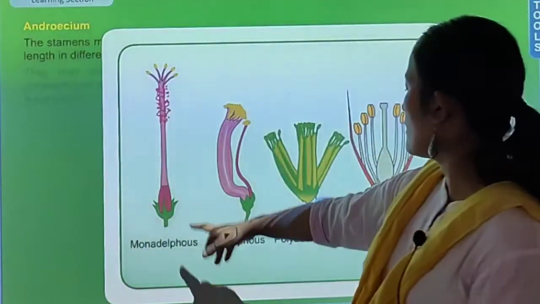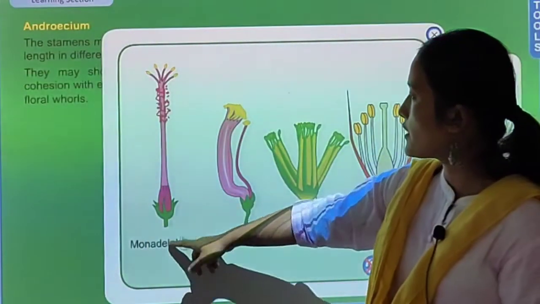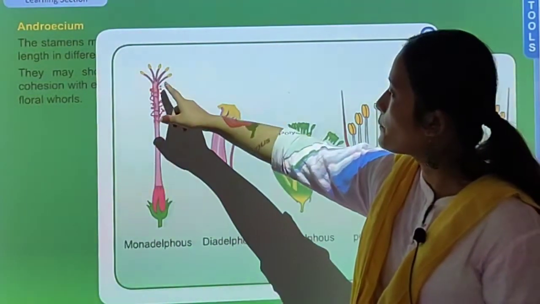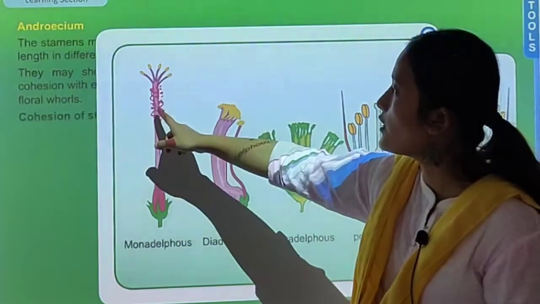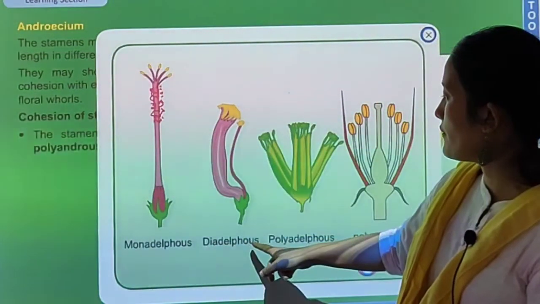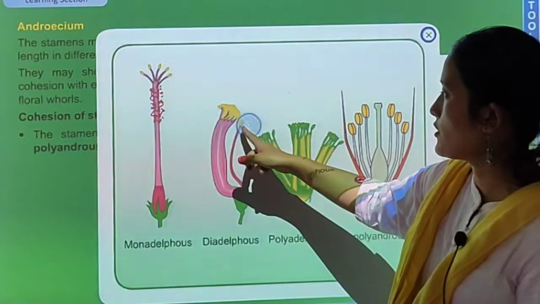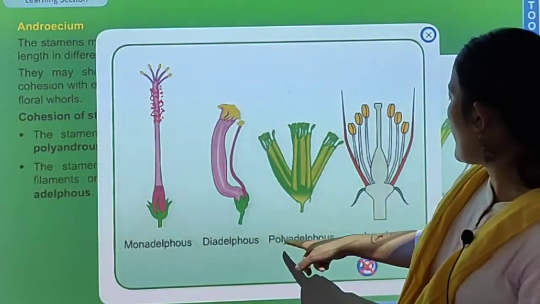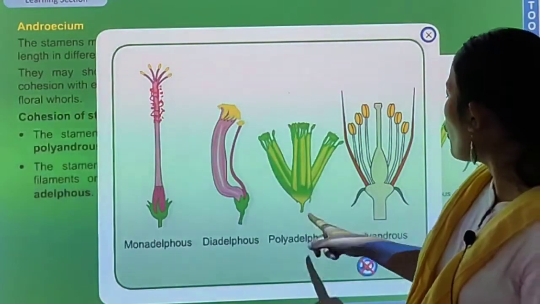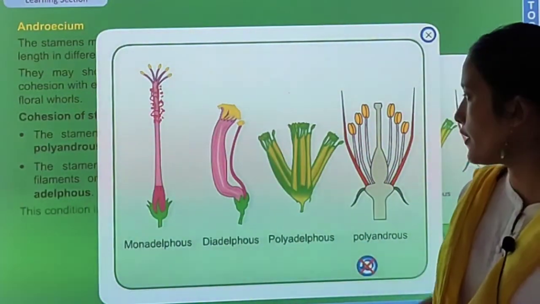Look at this. Monodelphous, it's arranged in a single bunch, all the stamens forming a single bunch. In case of didelphous, two bunches. And in case of polydelphous, you have several bunches, more than two bunches. Okay, look at this diagram.